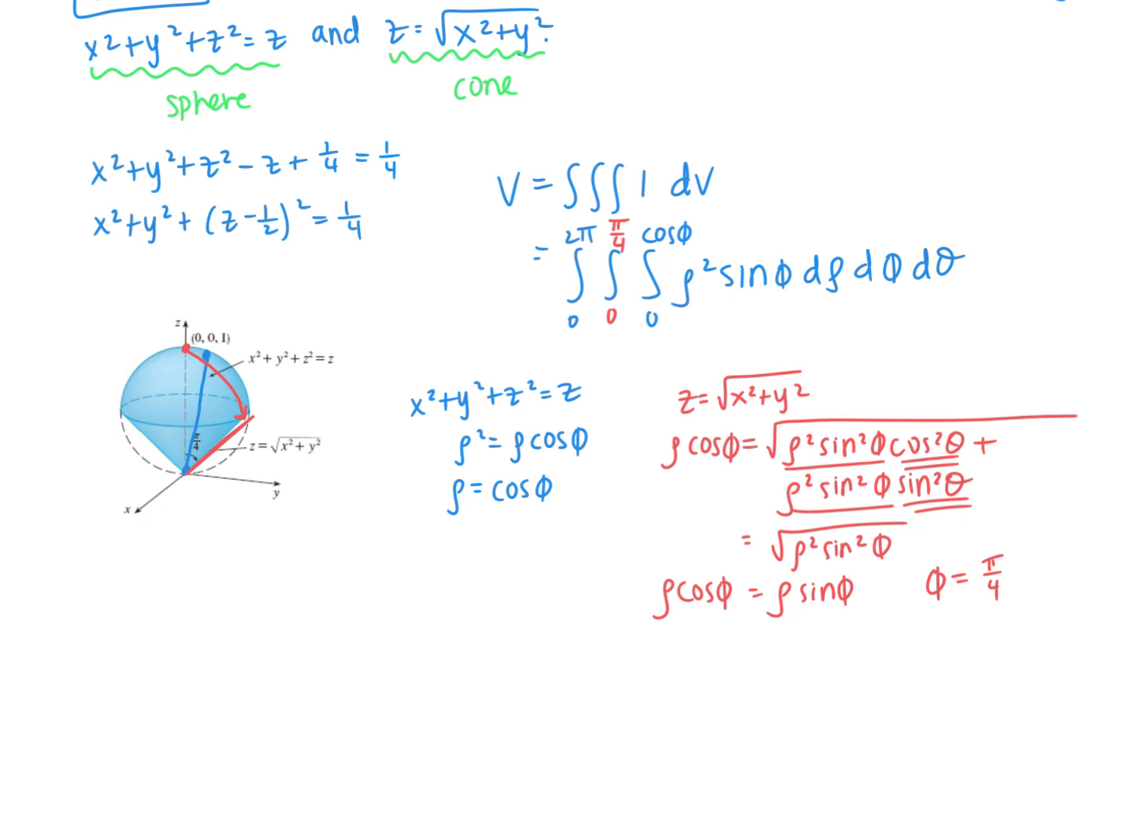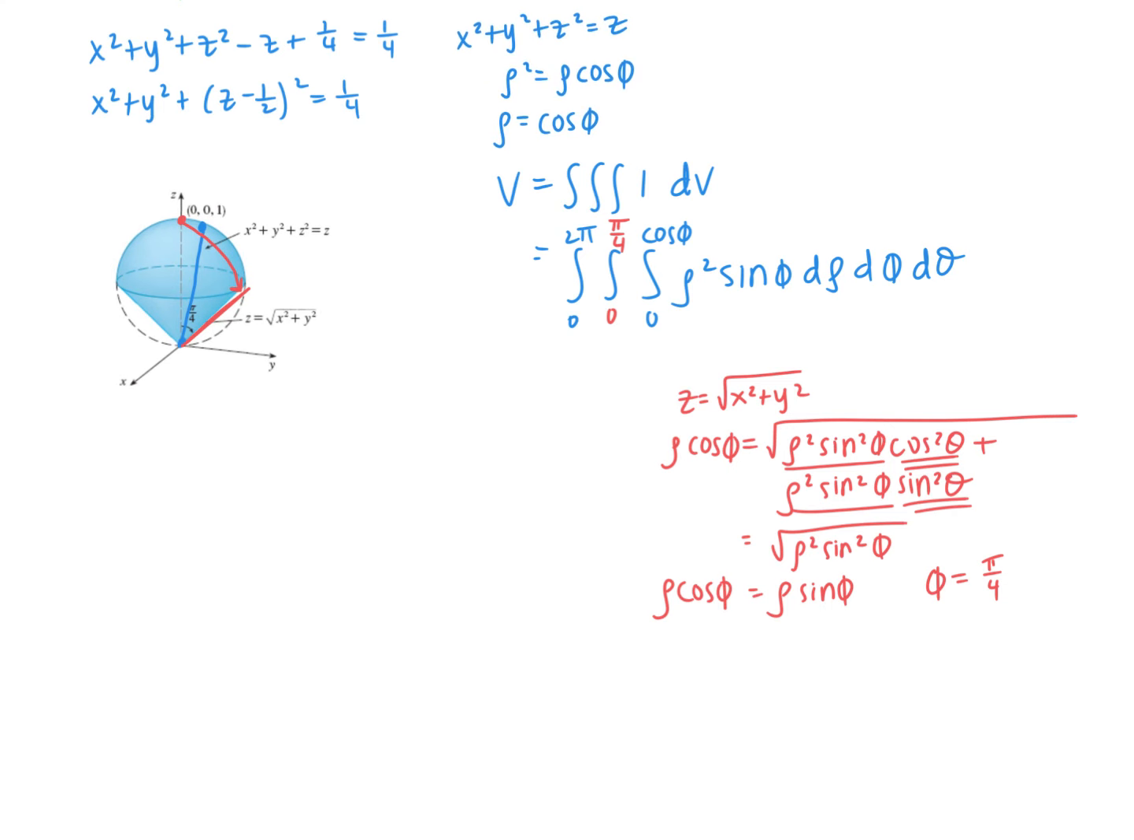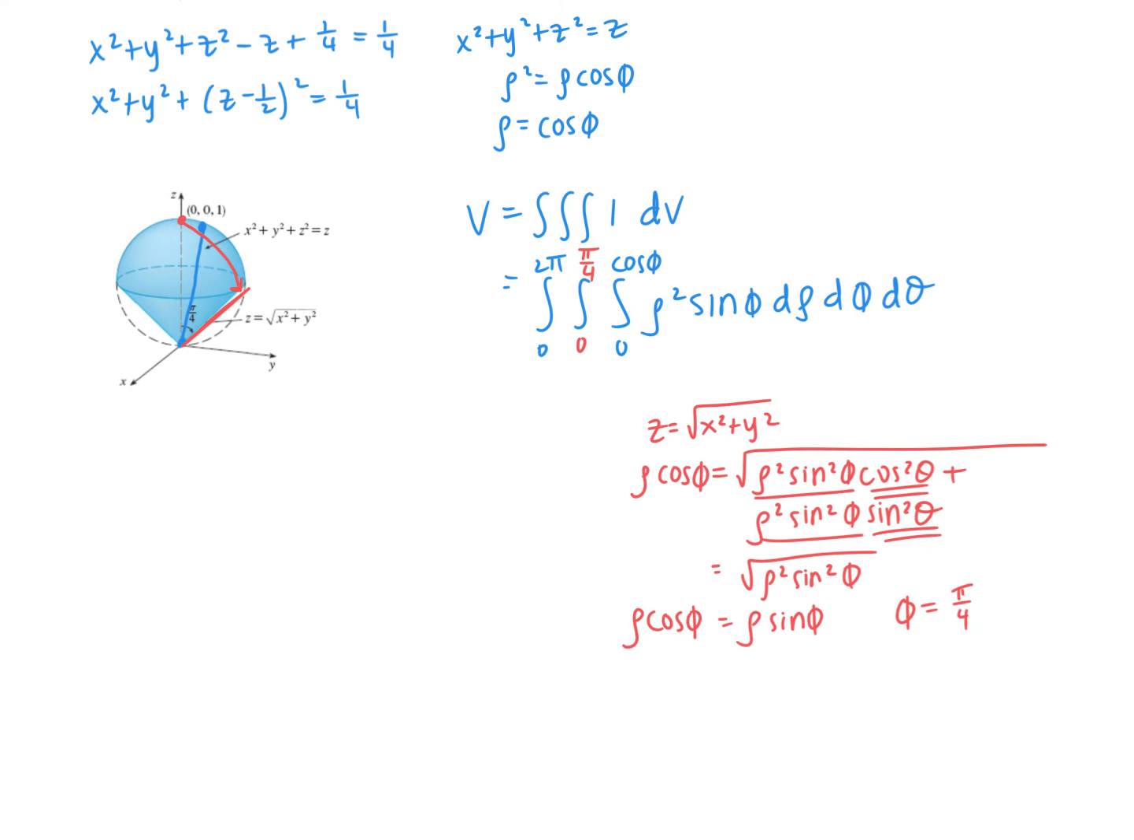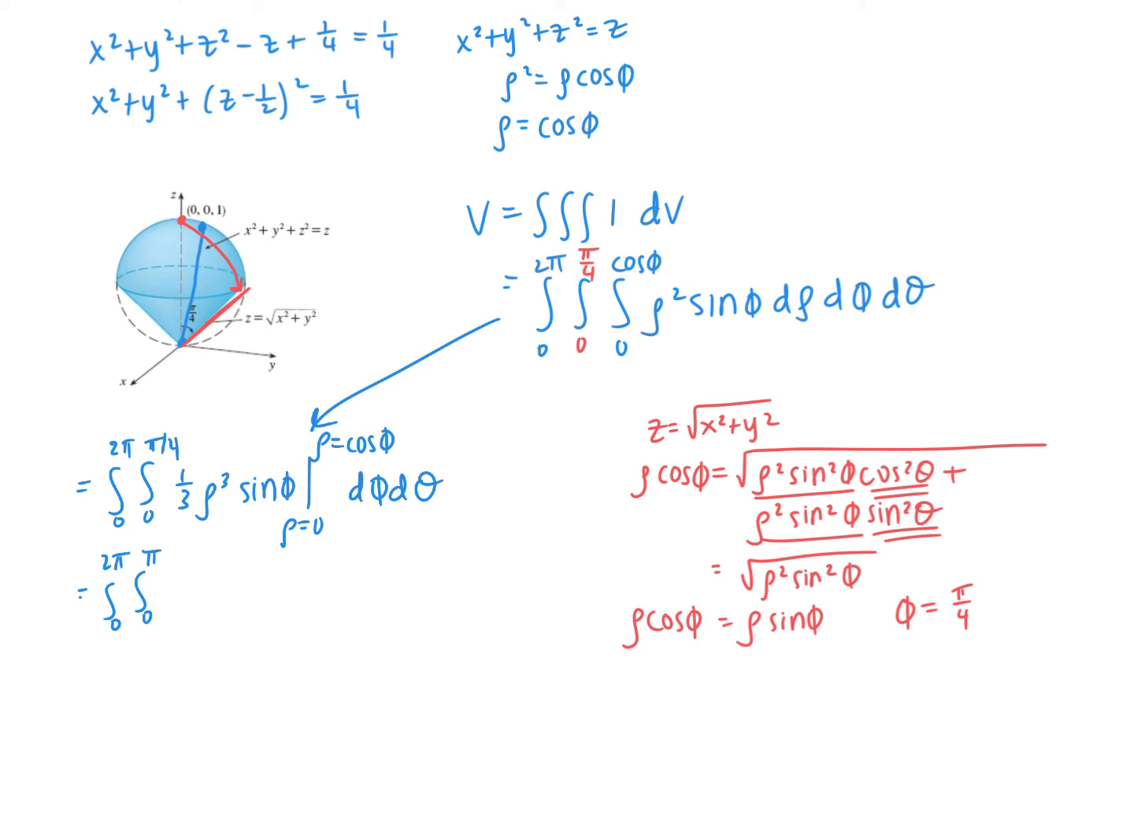Okay, beautiful. I'm going to move a bunch of this out of the way. We are going to continue our integration down here. So we have 0 to 2 pi, 0 to pi over 4. If we integrate our rho squared, we will get 1/3 rho cubed sine of phi from rho equals 0 to rho equals cosine of phi, and then we get d phi d theta. So when we substitute, we have 0 to 2 pi, 0 to pi over 4, and we have 1/3 cosine cubed of phi, sine of phi, d phi d theta.